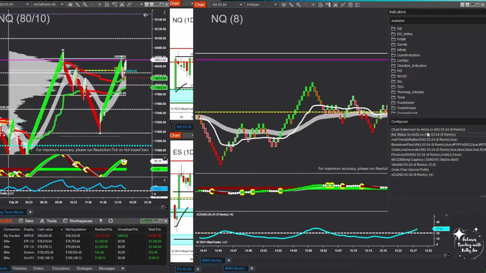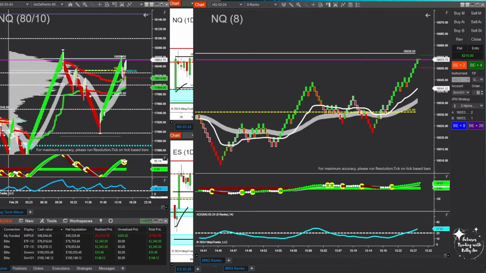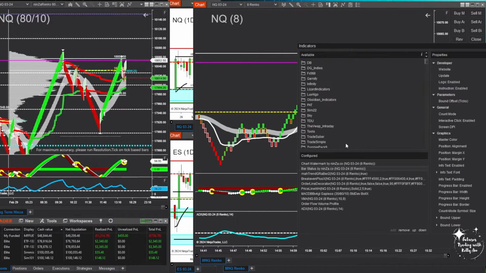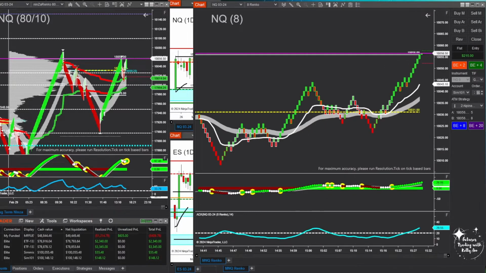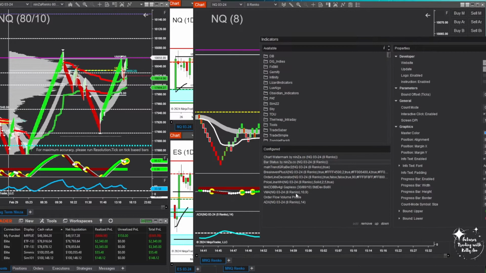Oh, the break even plus indicator is these buttons that you see here. It helps me break even plus a couple ticks. Order line decorator tells me, when I enter, it'll tell me the monetary value of my positions. Price line is just this pink line moving up and down, that shows me exactly where the price is. Target filled. The BBMACD is this down here.